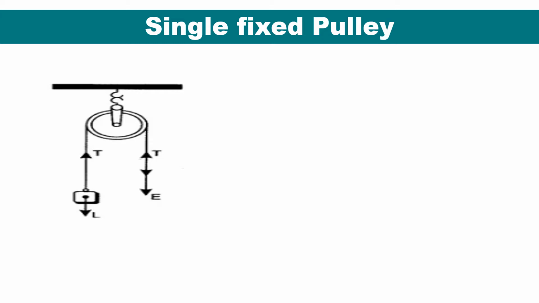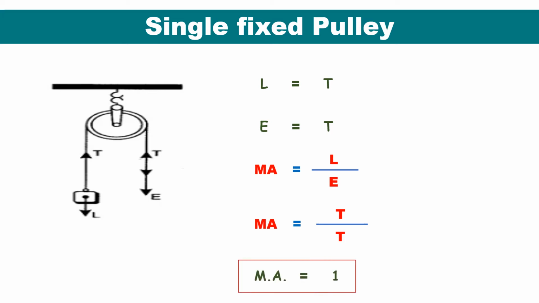So this is a diagram of a single fixed pulley. As I told you, the load is supported by tension in the string. So load is equal to tension. Effort is also supported by one tension in this pulley. So effort is also equal to tension in the string. Now, mechanical advantage of a machine is load upon effort. So mechanical advantage will be equal to T upon T, which is equal to 1. So mechanical advantage of a single fixed pulley is 1.